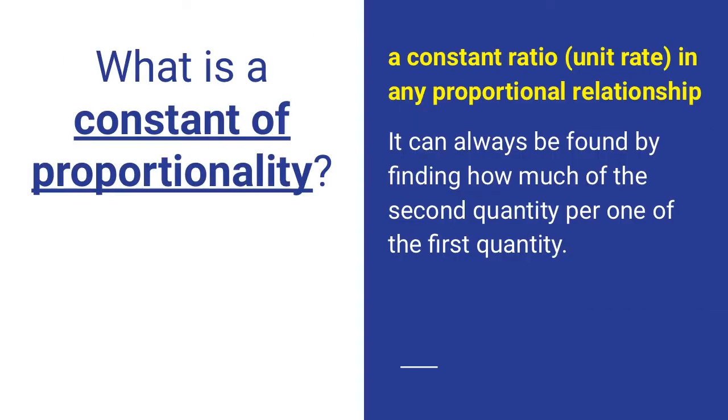So what is that number we're finding? That connection that exists from one to the other, from the left side to the right side, is called the constant of proportionality. It's a constant ratio or unit rate in any proportional relationship. It can always be found by finding how much of the second quantity per one of the first quantity.